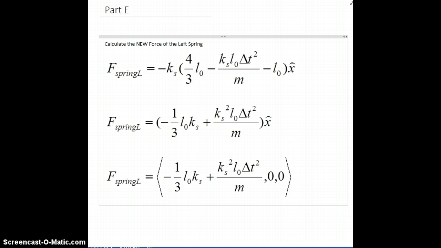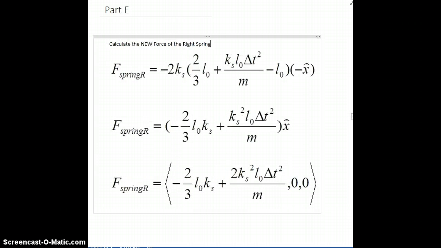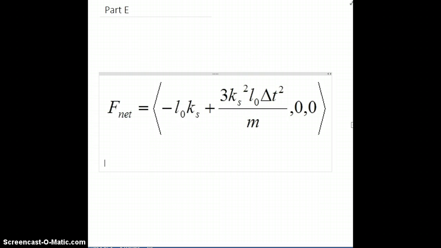The spring force on the left is equal to negative 1/3 Ks L0 plus Ks squared times L0 times delta t squared over m. The spring force on the right is 2/3 Ks L0 plus 2 Ks squared times L0 times delta t squared over m. We can change the sign of the right equation since it's going in the opposite direction as the left equation. After adding these together, we can see that the new F net is equal to the vector negative Ks L0 plus 3 Ks squared times L0 times delta t squared over m, 0, 0.